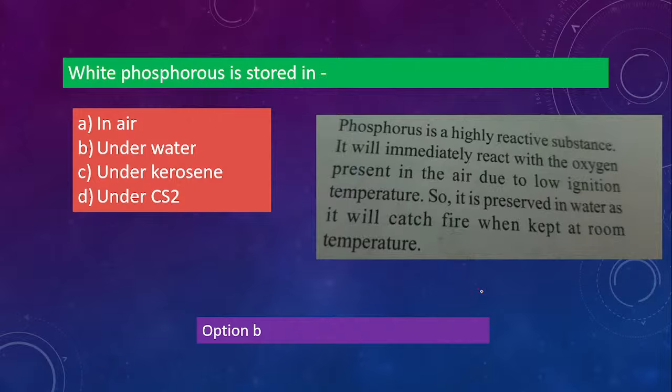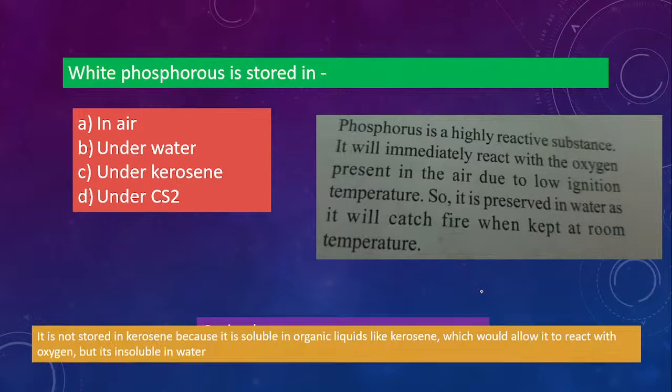So what will happen if it is exposed to air? It will immediately react with air, because it has a low ignition temperature, it will catch fire quickly. So in order to avoid that reaction, it is stored under water, so it will not catch fire when kept at room temperature. That's the answer for why white phosphorus is stored underwater and not in air. Okay, so you can take a screenshot. Okay, let's do the next one.